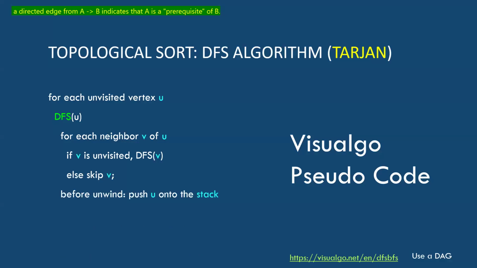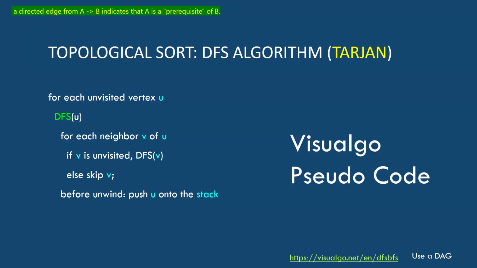Otherwise, we'll skip it. And this is the key part here. After we return from a recursive call at a particular recursive level, we will then push this U onto a stack. So this is the reverse part of our post-order traversal. Okay, and we will look at the actual code for this in a second.